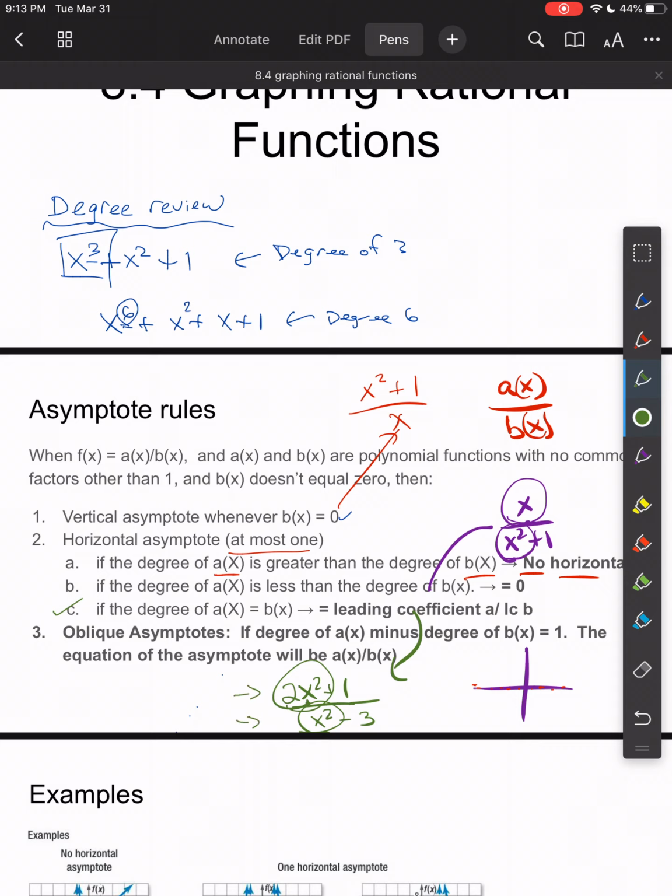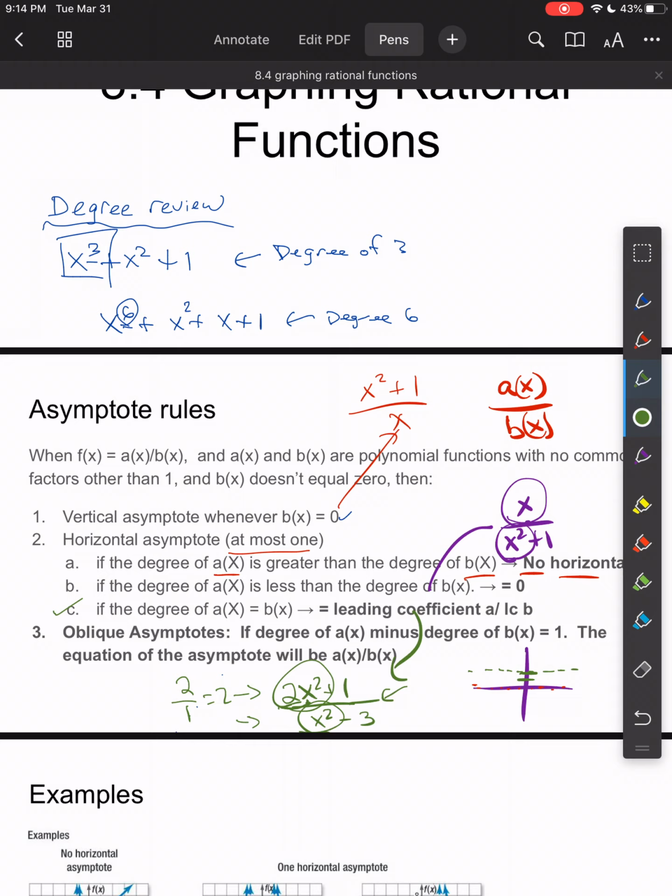So the leading coefficient, just to review on that term, is just the number out in front. In this case the number out in front would be 2 over 1, which equals 2. So if we were actually looking at this one, the horizontal asymptote would be at 2. So at 2, you would just draw in a horizontal asymptote. I did that in green there for you guys.